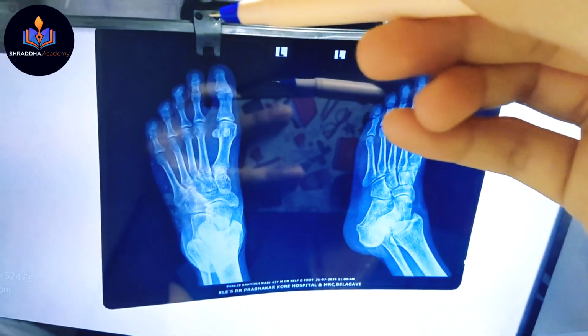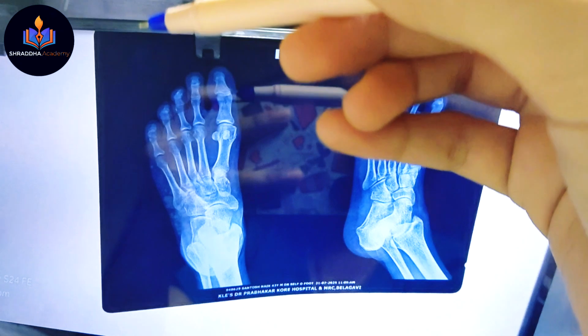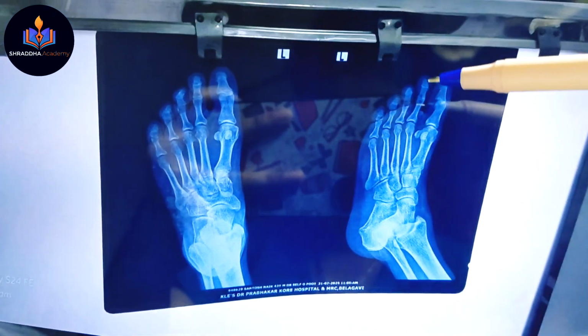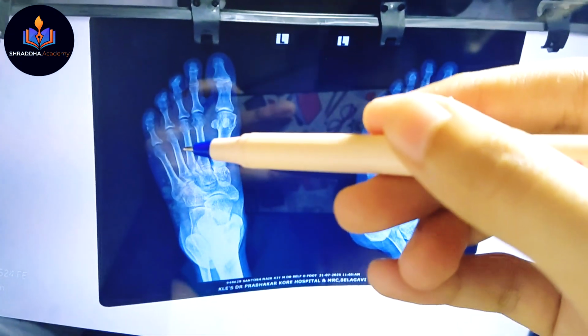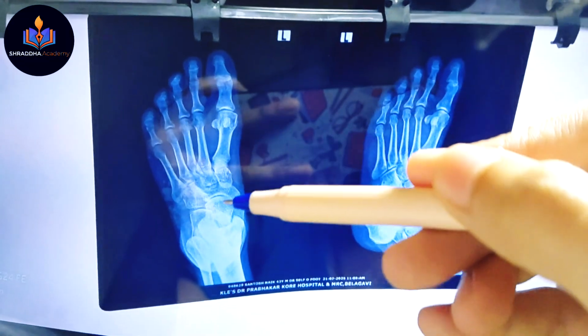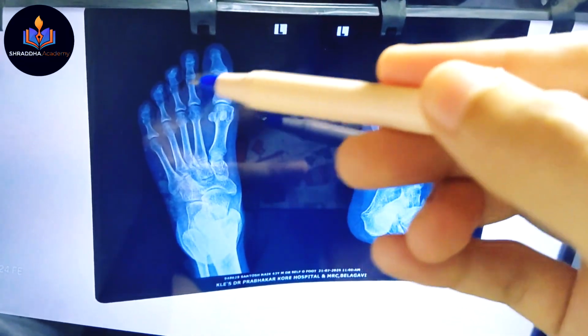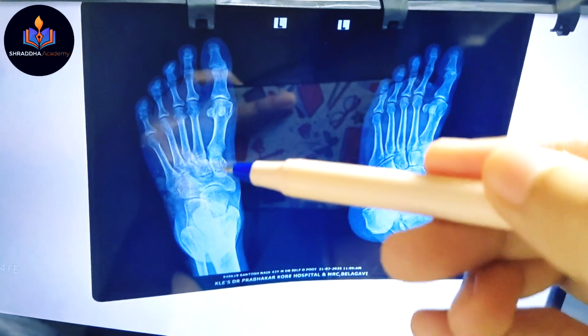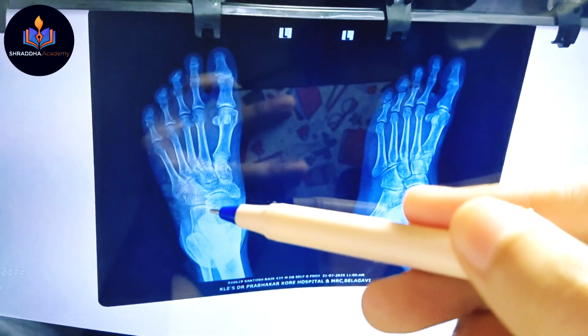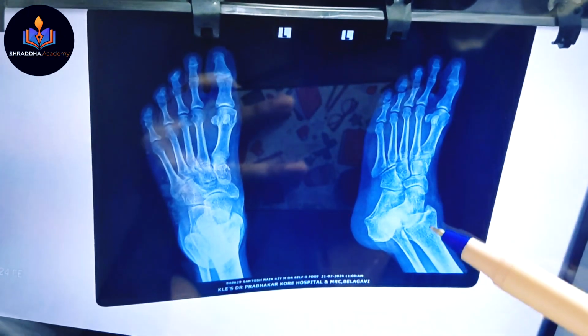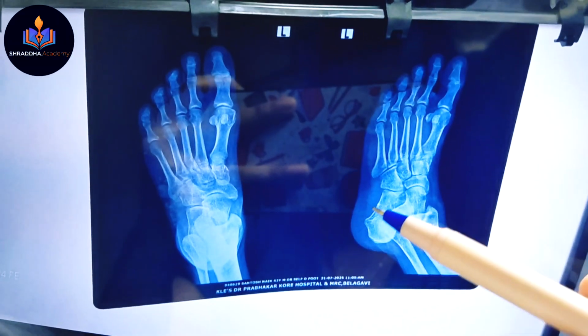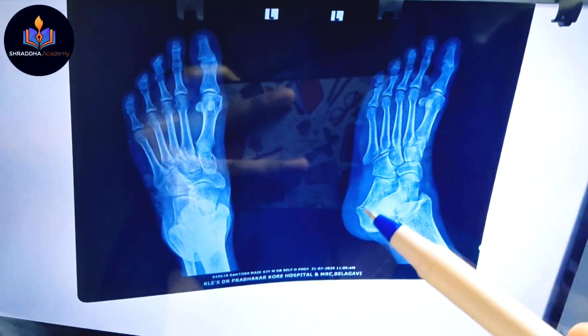As you can see, these are the phalanges at the top. Below that you can see the metatarsals. In the hand it was carpals, in the leg it will be tarsals. Phalanges are common in both of them. These are metatarsals and these are tarsal bones, in which you can see the calcaneus bone clearly in this oblique view of the plain x-ray of the ankle joint.